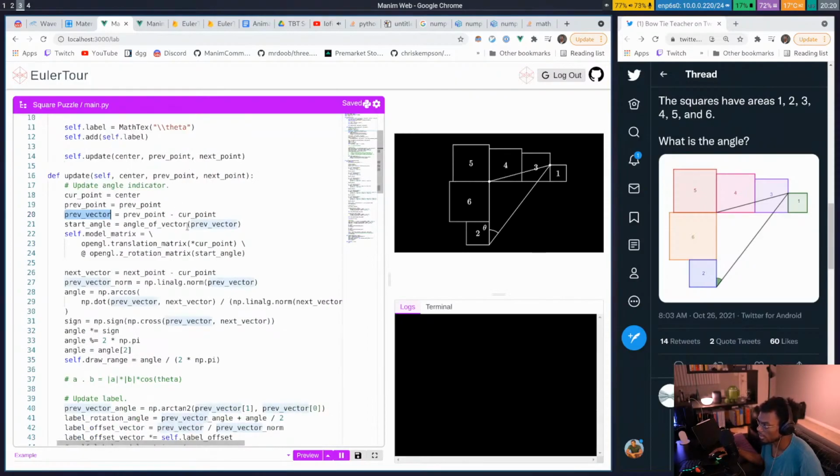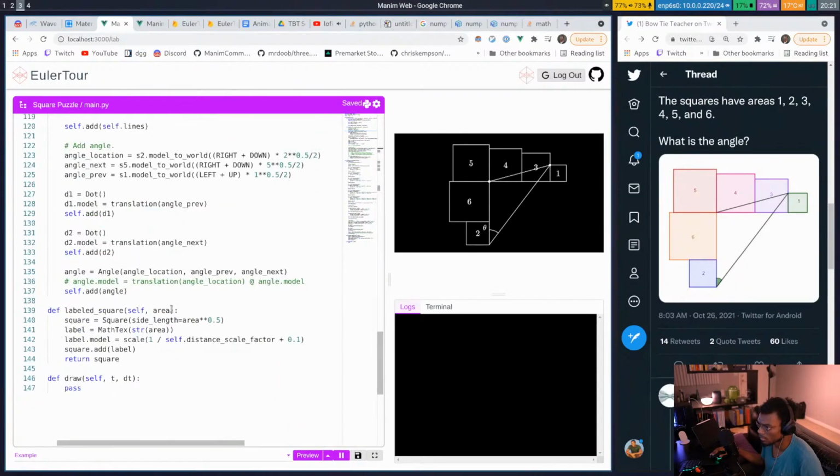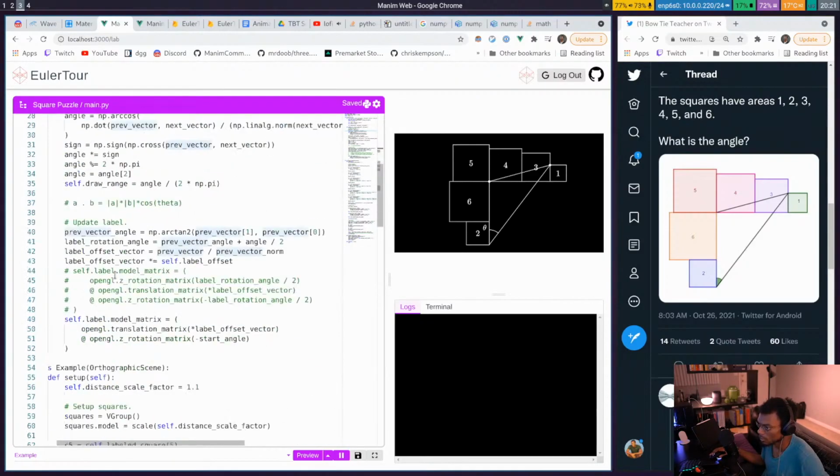Center, pre-point, next point. Yeah, the center, the angle prev is this point, and the angle next is this point. And this is going to end up being some heavy debugging. It's multiplied by the label offset here, but that shouldn't change the direction.